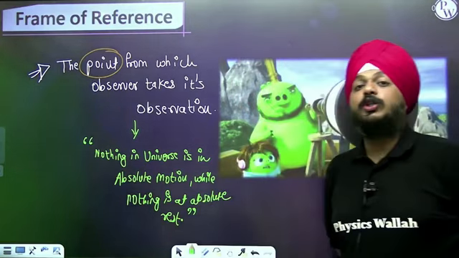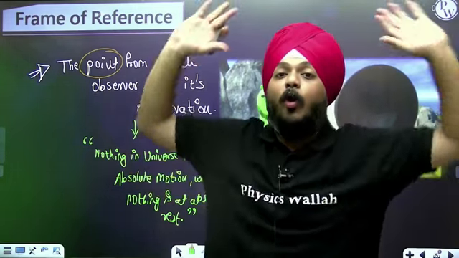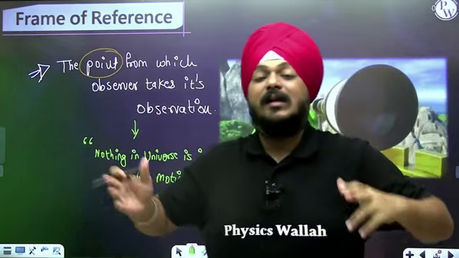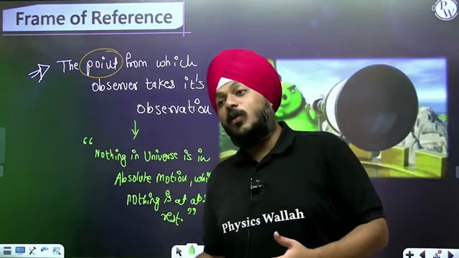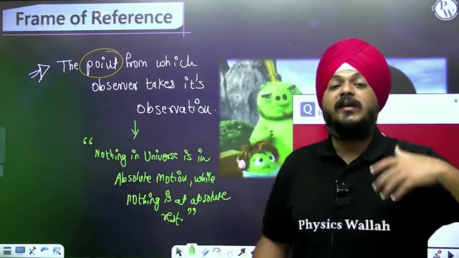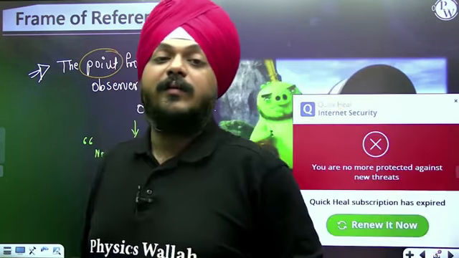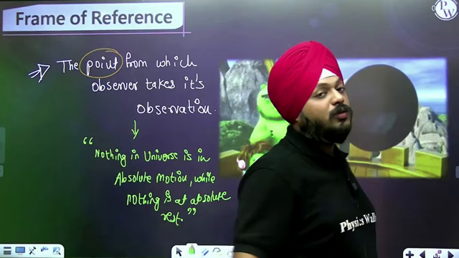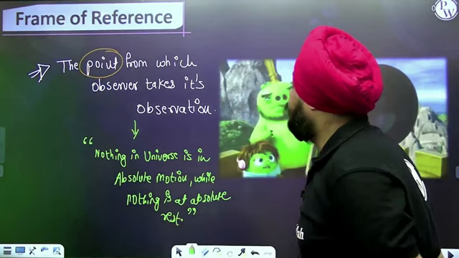Similarly, absolute motion means that in the universe there exist all coordinates, all points, from which the observer is observing and they are getting the same results. Same results means the person who is standing on the road and analyzing the car has the same output as the person who is inside it, driving the car. Is it possible? No. So nothing in the universe is at absolute rest, and nothing in the universe is at absolute motion.